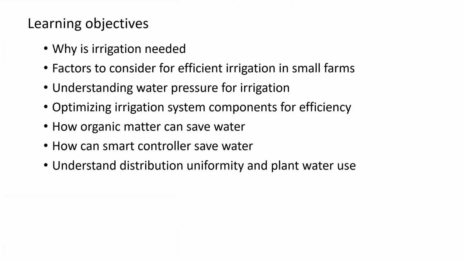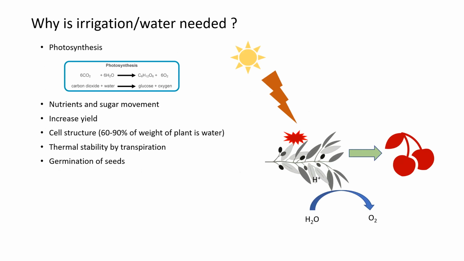So why is irrigation needed? After this, these are the things that I would like you to know, not know by heart, but at least have an idea on why irrigation is necessary. What are the factors that are important for efficient irrigation in small farms? A little bit on water pressure and optimizing irrigation systems, increasing organic matter, using smart controllers, checking leaks and distribution efficiency. So things like that. So why is the first thing?